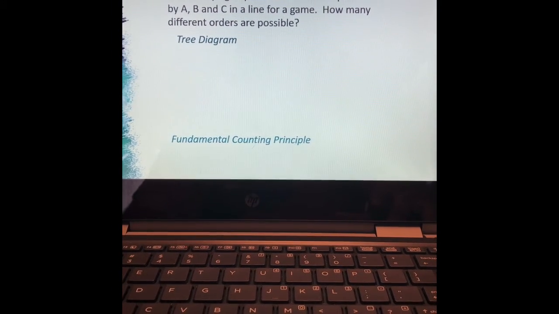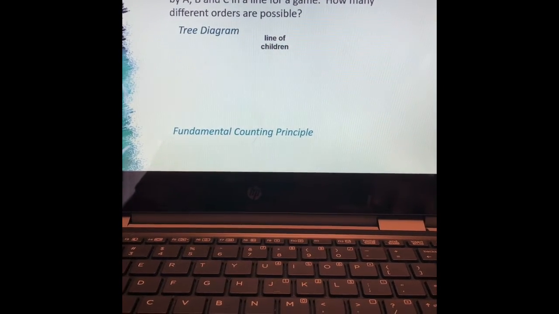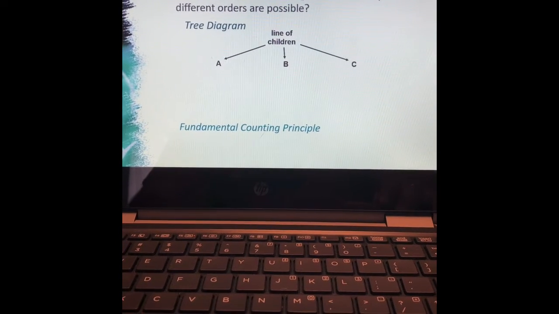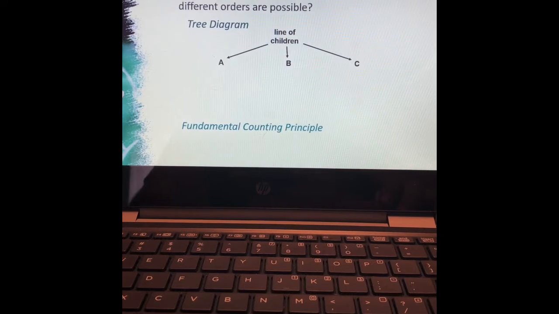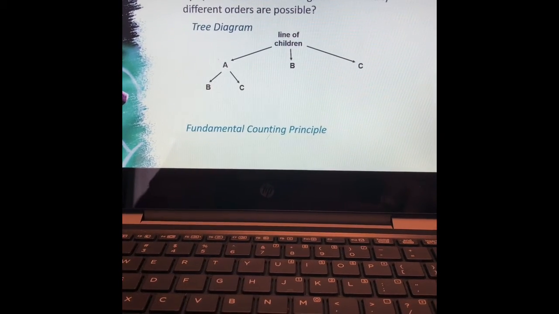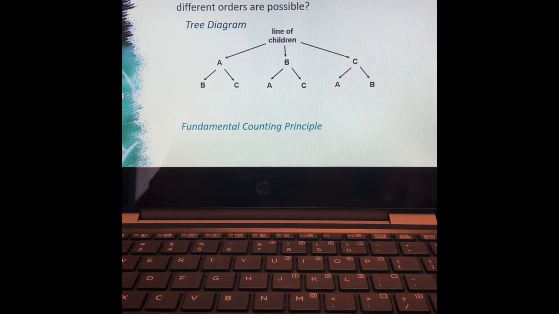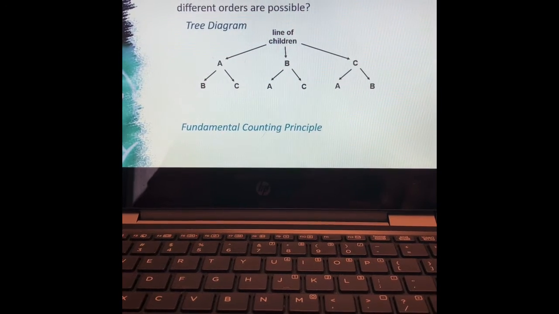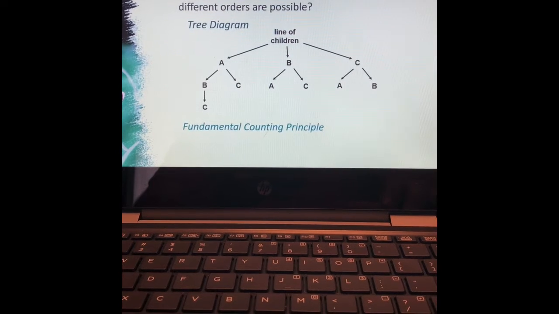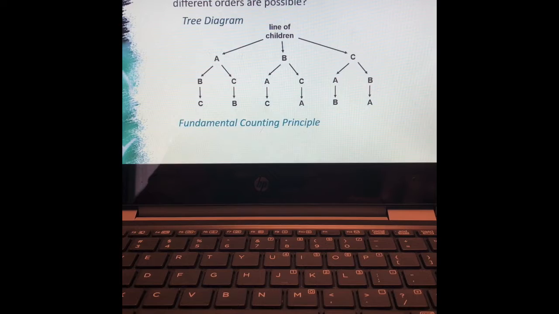So making a tree diagram would be the first solution. Very first position, you have 3 options, A, B, or C. In the second position, you got to get rid of the kid in the first position, and you have only 2. Notice they're a different 2 depending on which child went first. And then in the very last position, you have the only child left. There's the tree diagram visual.